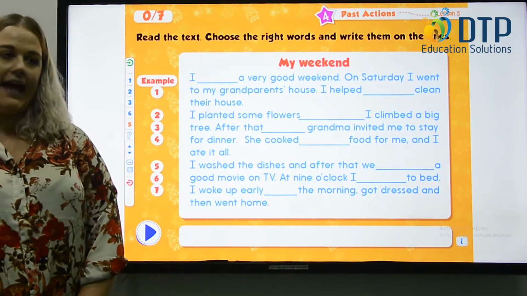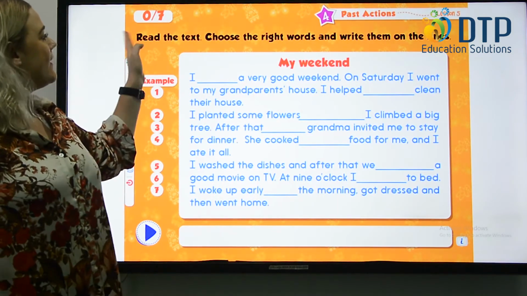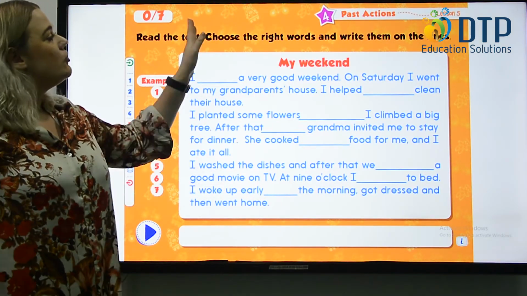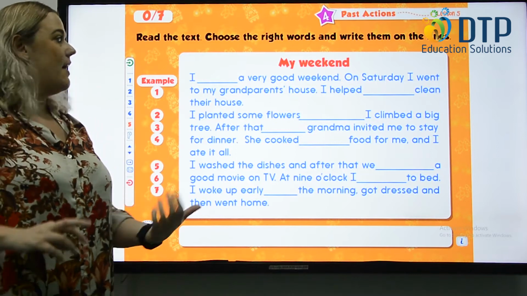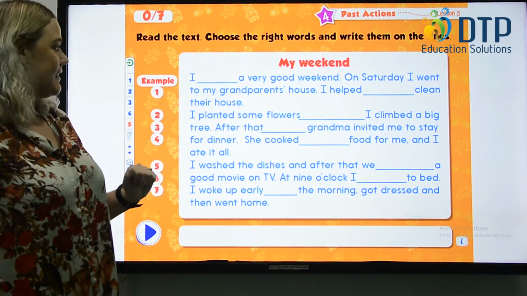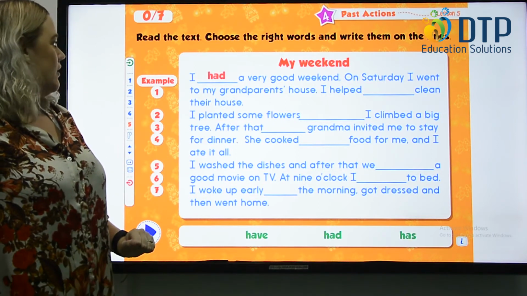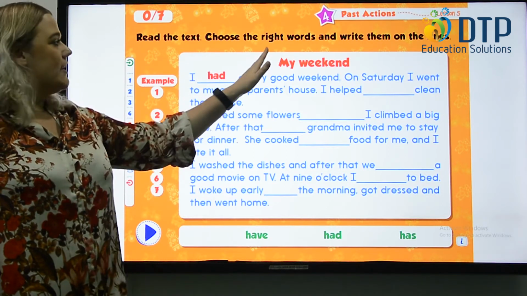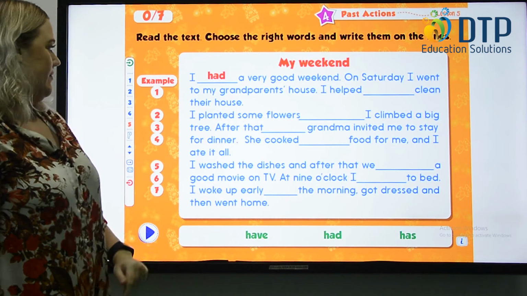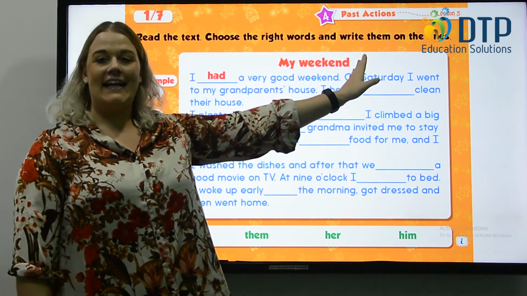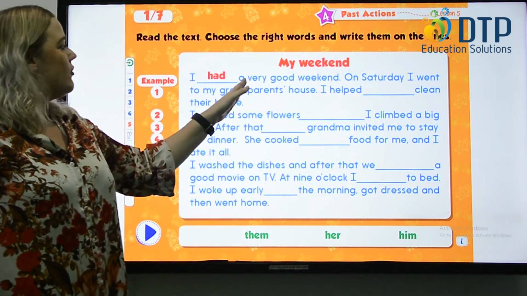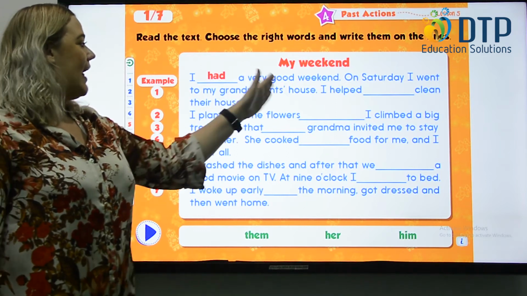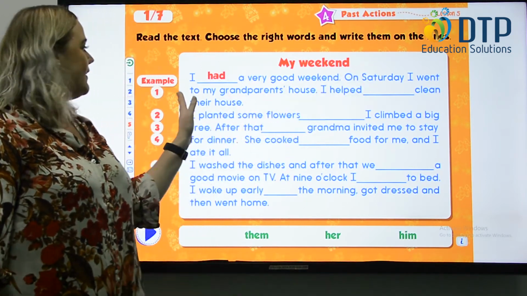Now we're going to play a game. We're going to read the text, choose the right words, and write them on the lines. This is an example. I had a very good weekend. On Saturday, I went to my grandparents' house. I helped clean their house.